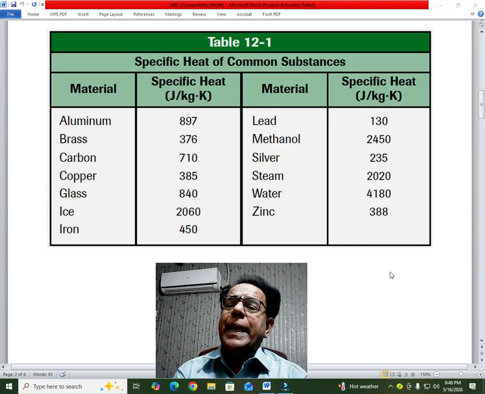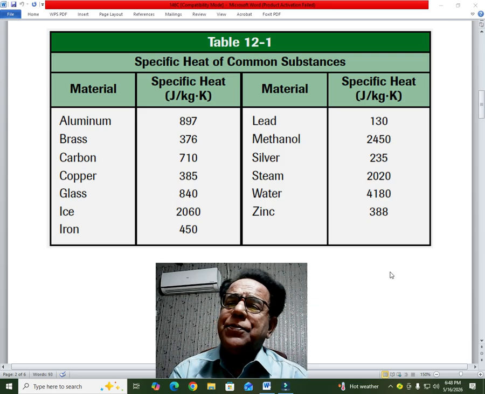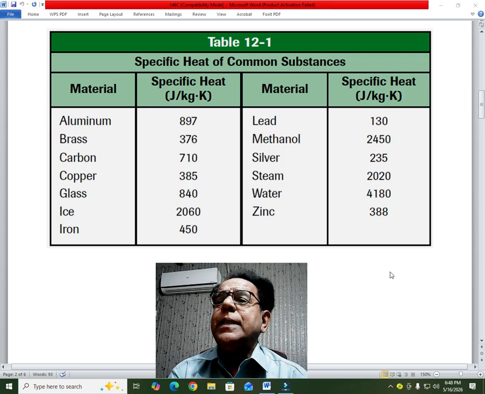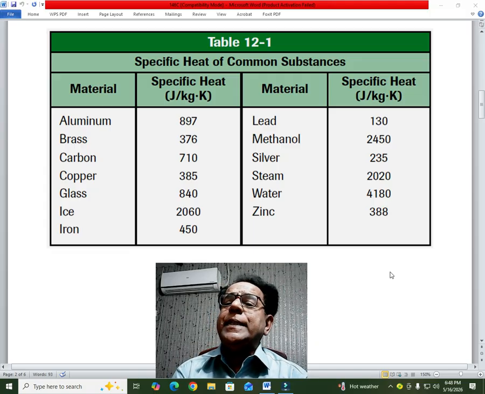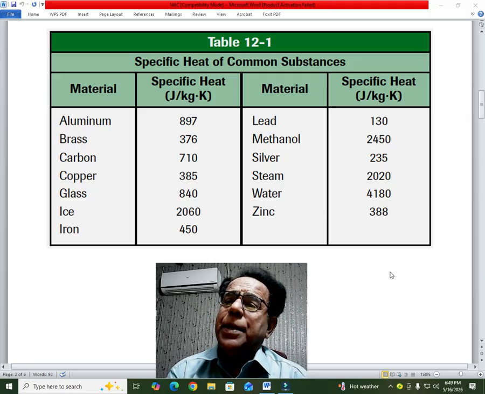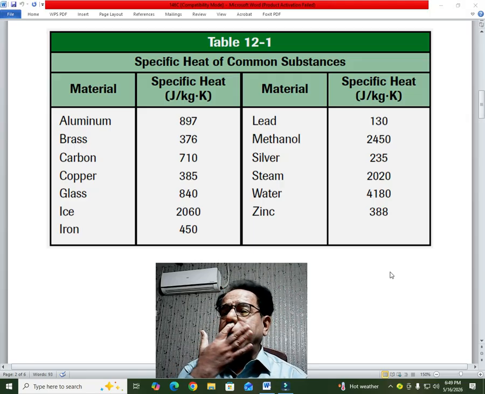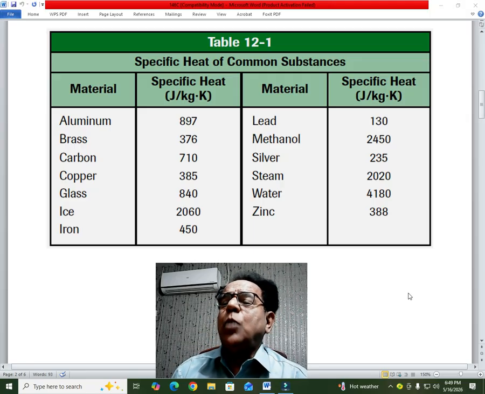Copper is given at the left column on the fourth row. Copper, 385 joule per kilogram Kelvin. This is the specific heat of copper. We will take this value from this table.